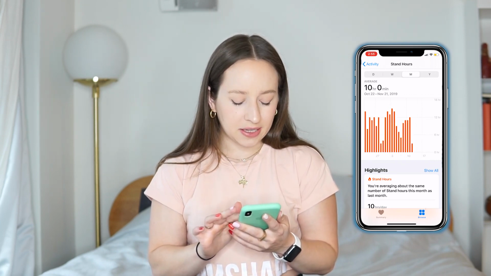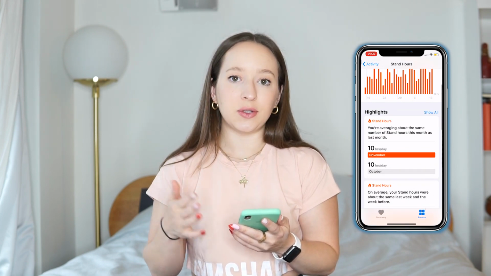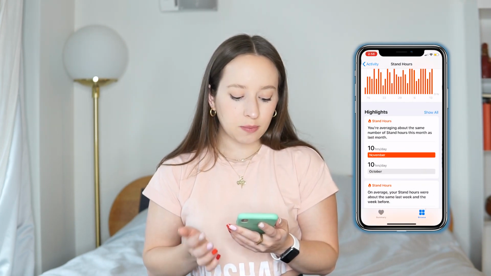And then we can look at my monthly as well. If you scroll, it has highlights, you can see your averages, which is helpful. So my average is probably 10 hours.